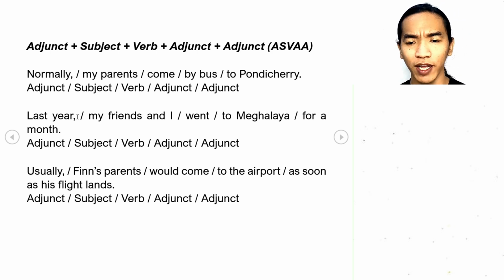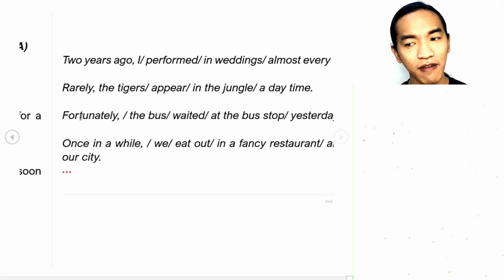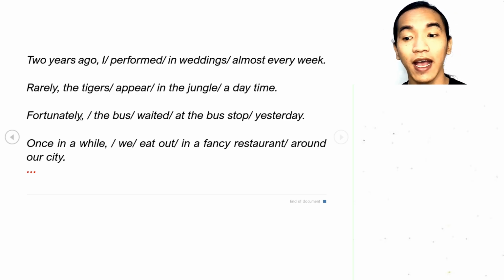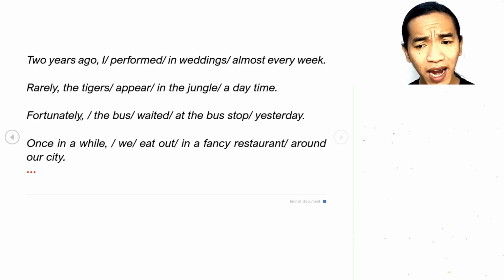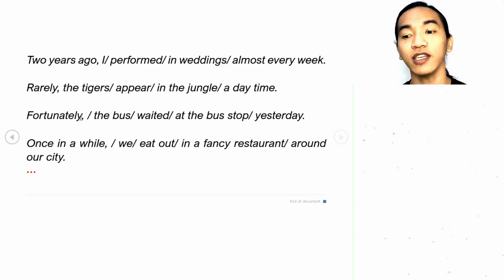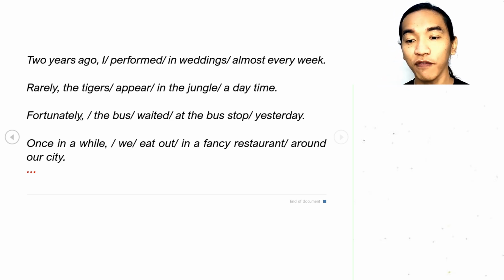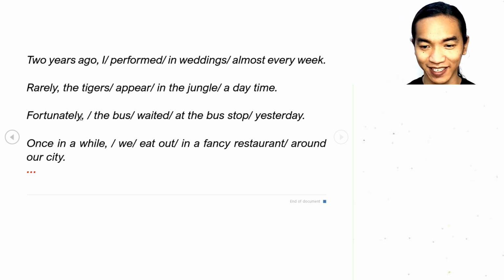Okay, so I want you to take a look at the components that we have here. Let's see. 2 years ago, adjunct, I, subject, performed, verb, in weddings. Okay, your adjunct almost every week. Rarely, the tigers appear in the jungle now at daytime. That is at daytime, okay? Fortunately, the bus waited at the bus stop yesterday. And once in a while, we eat out in a fancy restaurant around our city, okay?